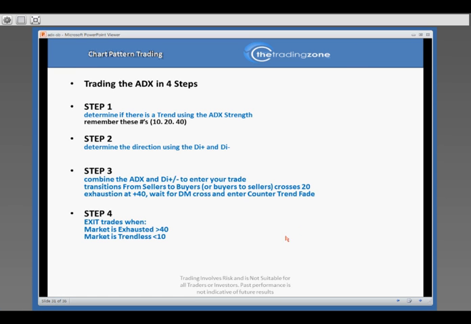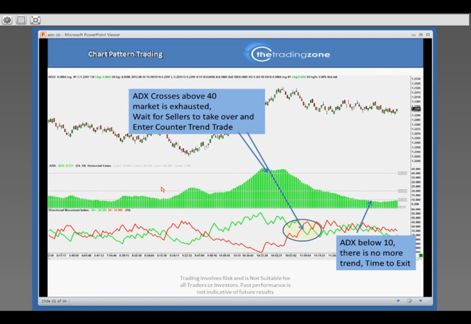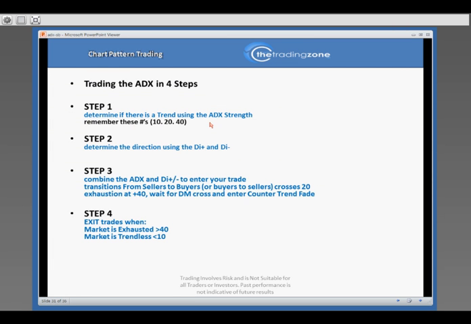So step number 3, that was what I showed you over here. So this is a counter trend trade, right? Let me just do steps 1 through 4 again. Number 1, we look at the ADX and we measure it for strength, 10, 20, or 40. Where are we? Number 2, if we do have a trend, if we do have a recent move above 20, now we're going to look for the cross between the DI plus and the DI minus. Step 3 is we've gone the distance, right? We've already run all the way up to 40.